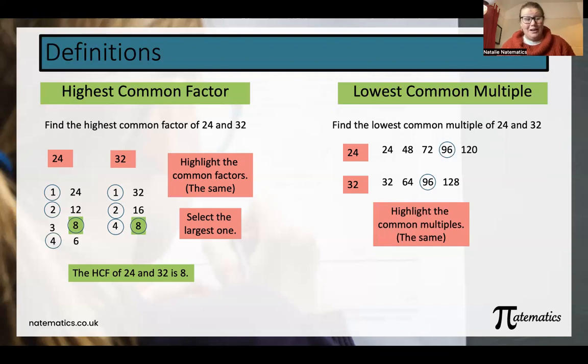Because to be honest with you, there's a much better method of doing this, as you'll see when we come on now. So highlighting the common ones, the lowest one is, there's only one on here now. So the lowest common multiple, LCM, of 24 and 32 is 96.